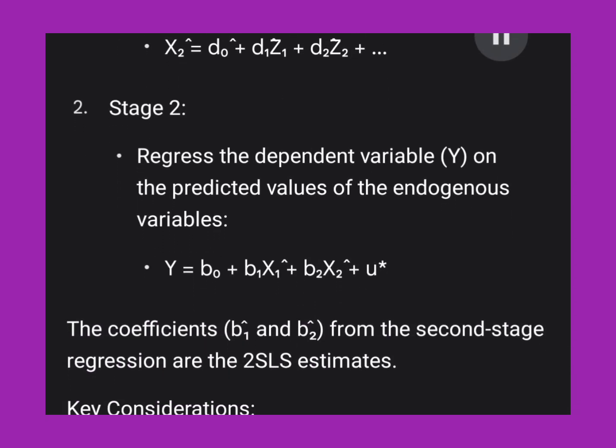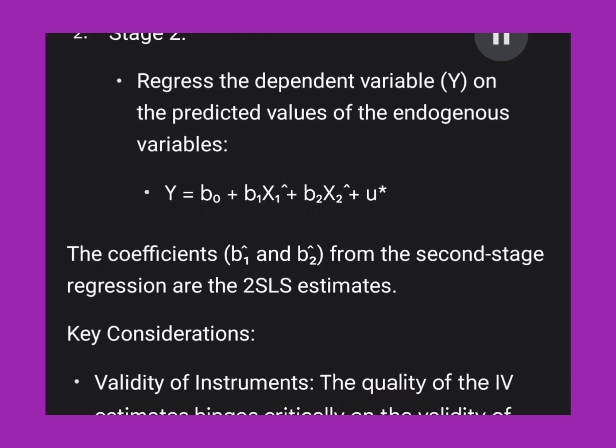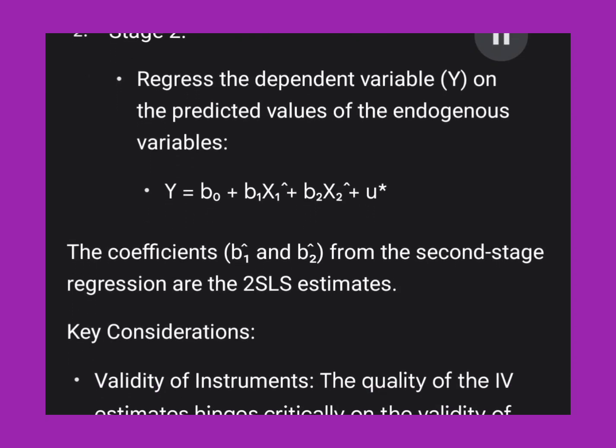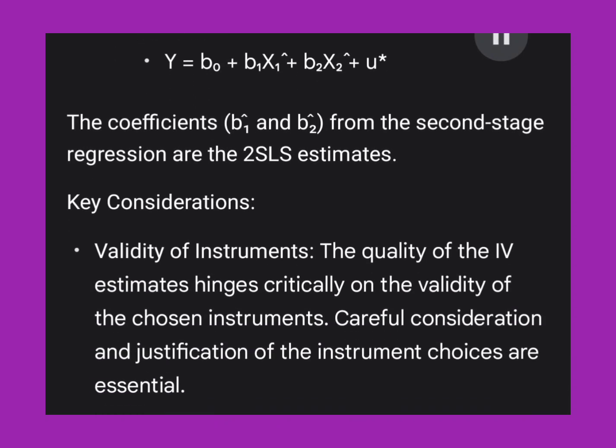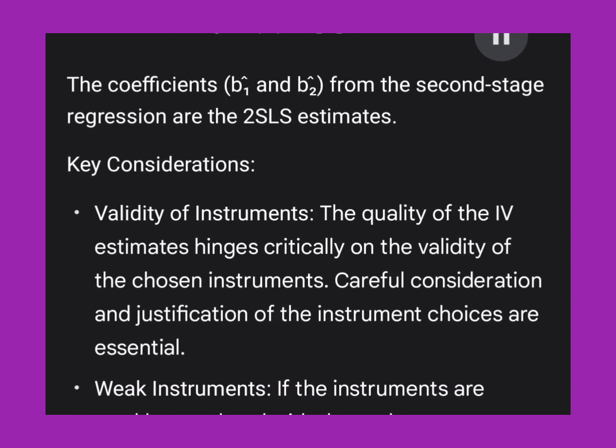2. Stage 2. Regress the dependent variable y on the predicted values of the endogenous variables. Y equals b0 plus b1 x1-hat plus b2 x2-hat plus u. The coefficients b1 and b2 from the second stage regression are the 2SLS estimates.